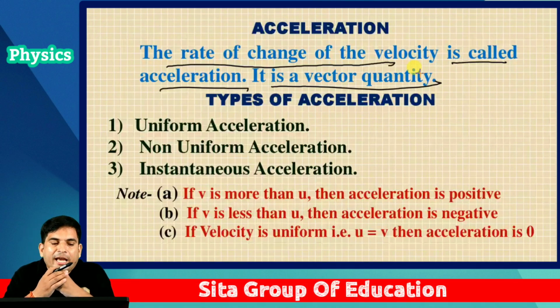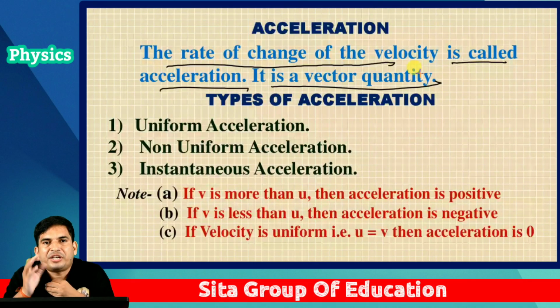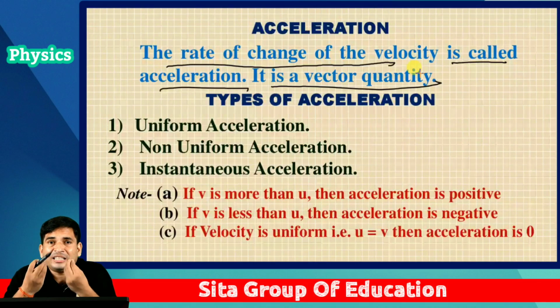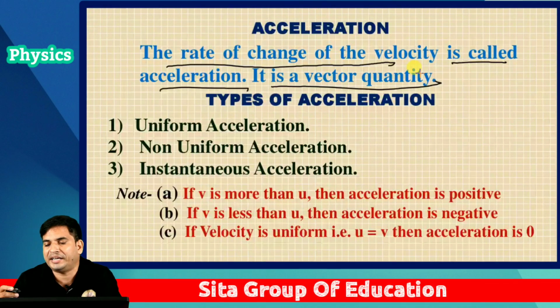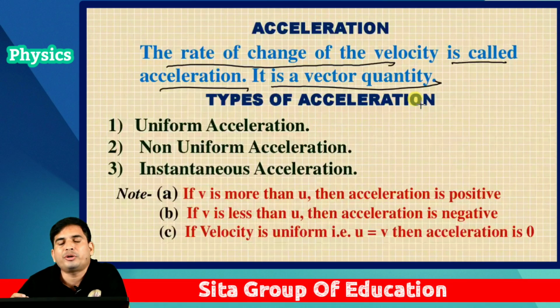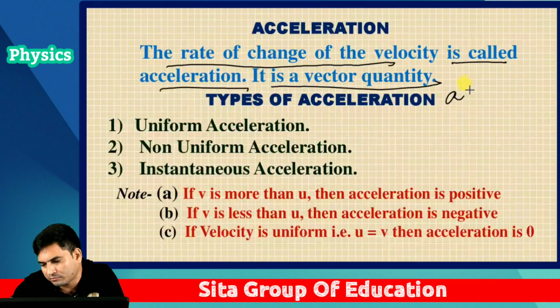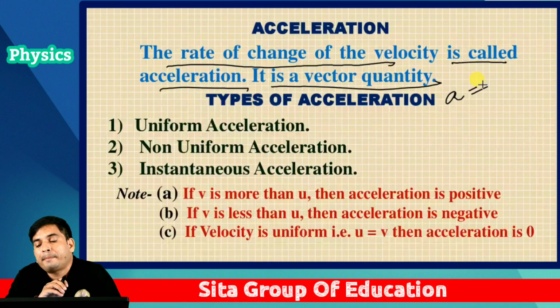Which type of change can it be? Change can be positive, change can be negative, change can be 0. So there is a change in the velocity. How can we calculate it? Acceleration is denoted by the small a. Rate of change of velocity.